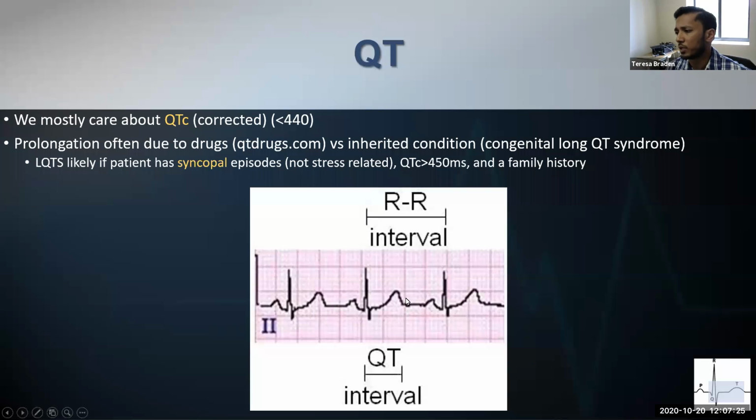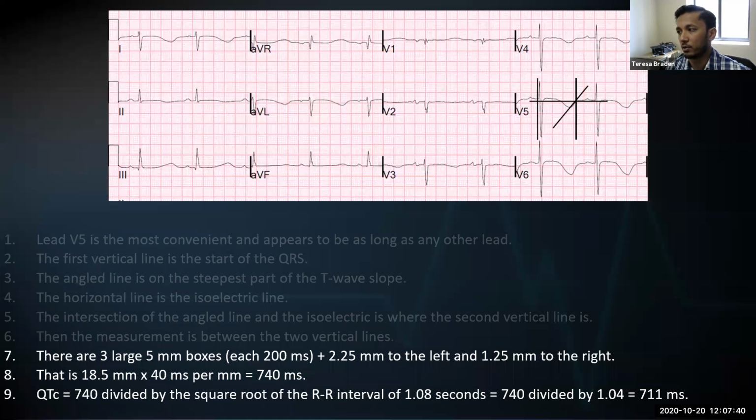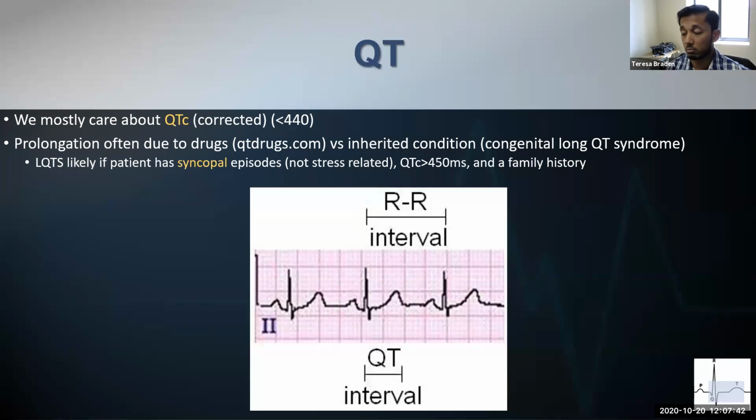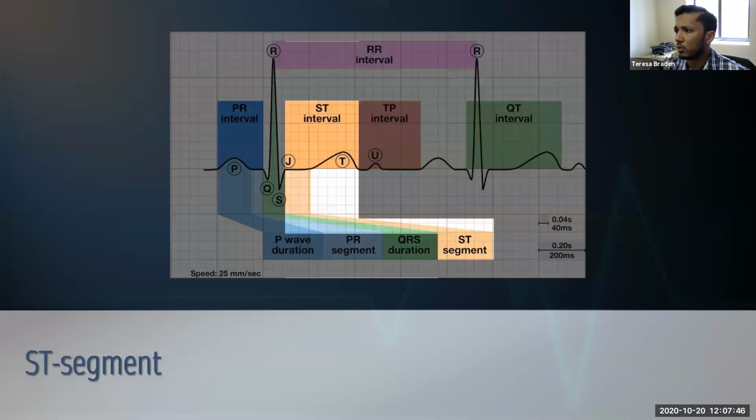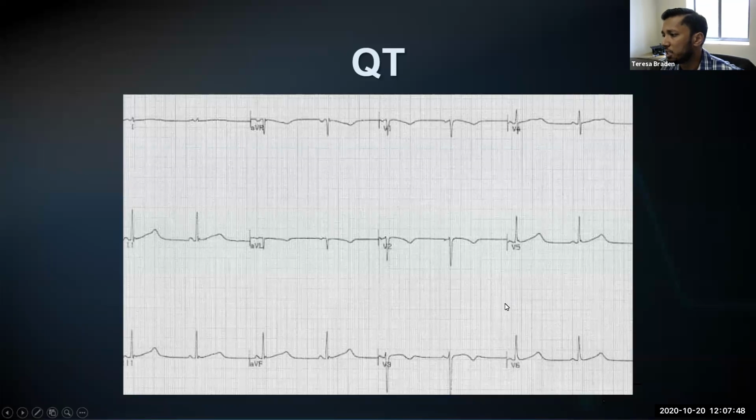This is an example here where you can see that the QT, at the very end of where it marks, is pretty much at that halfway point between the R to R. So this would be an example where it appears to be prolonged. But if you want to do the more specific method, which we talked about here, you can do that as well as looking at the computer's output. So here's an example of the QT where, again, it doesn't look like it's prolonged.